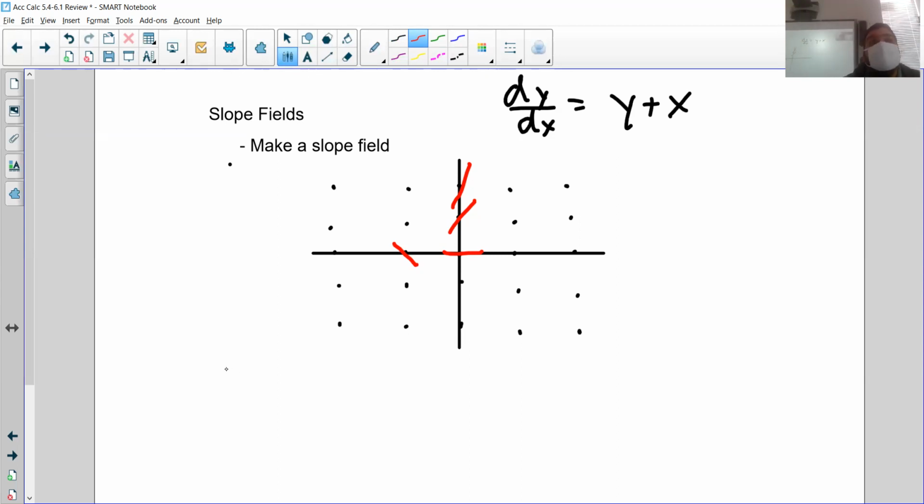And then if you have an undefined, and the only way you could get an undefined is if you have a 0 in the denominator, so like x over 0, let's say, that would equal a vertical line. So if you have 0 in the denominator, that'll be a vertical line. Okay, everyone try to fill out this slope field.